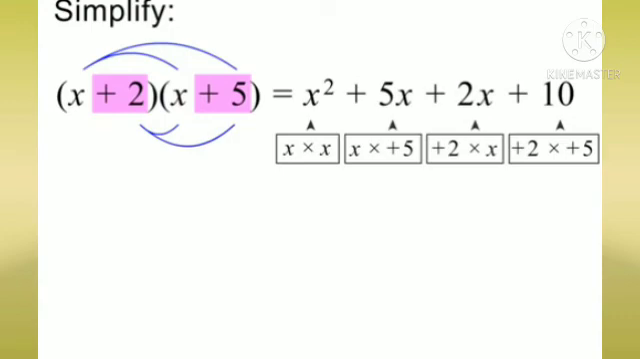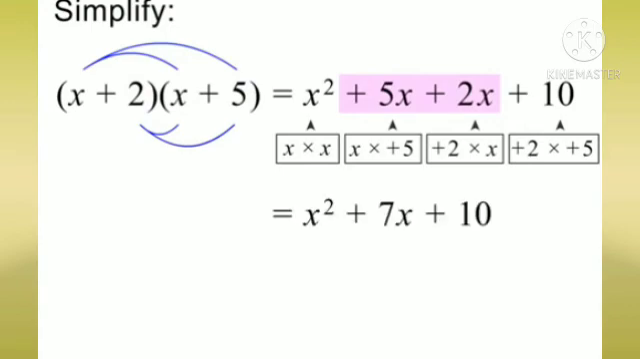Are we finished? No, we have two like terms, so we can simplify further. 5x plus 2x equals 7x. Now we are finished. Please pause to check my working.